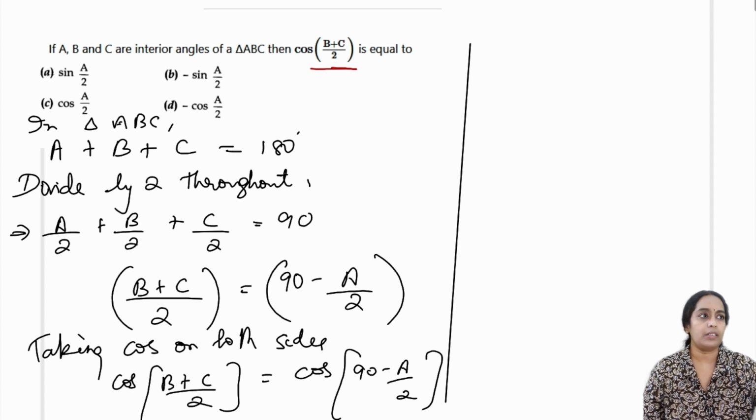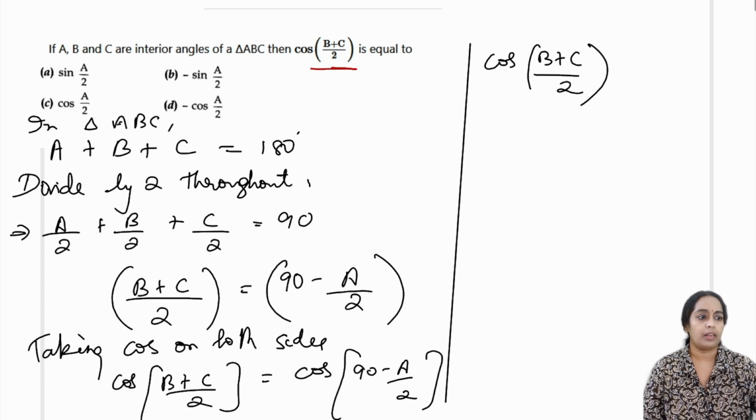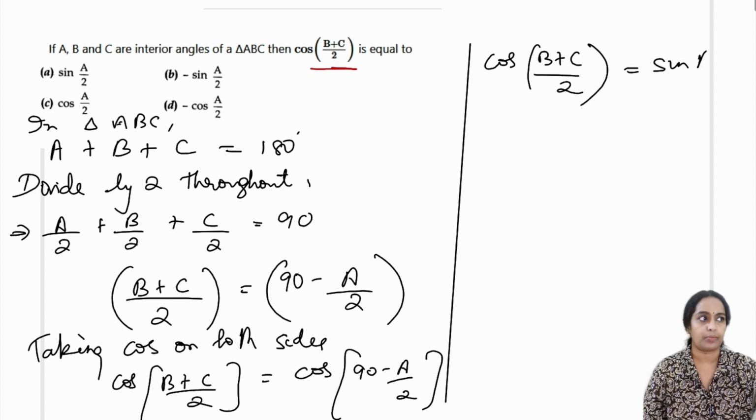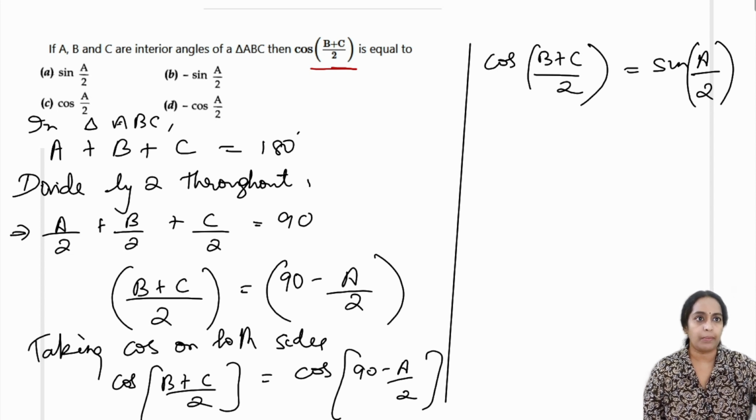So the question is cos of (B plus C) divided by 2. And the answers are all sine and minus cos and so on. There is no answer like cos of 90 minus A by 2. But we know that cos of 90 minus A by 2 is nothing but sin A by 2. So let me look at the options. Sin A by 2 is there. Sin A by 2 is option A. So option A is the answer, which is sin A by 2.